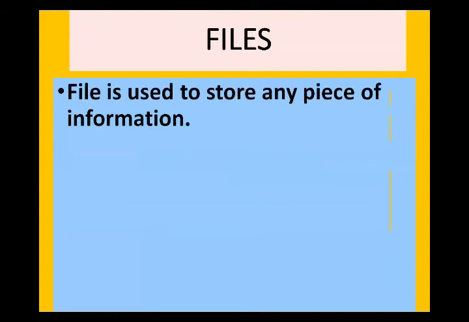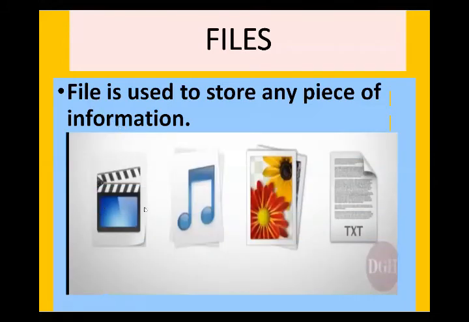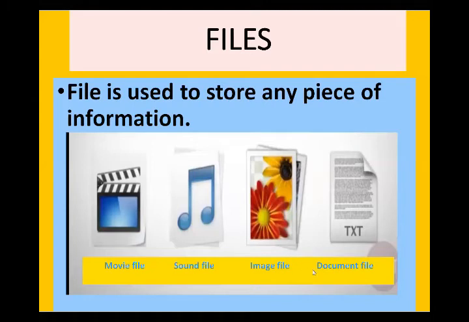Files and folders. What is a file? A file is used to store any piece of information. There are different kinds of files on your computer, for example movie file, sound file, image file, and document file. Every file has a name, and we identify a file by its name. You can see here in this picture a movie file, sound file, image file, and document file.